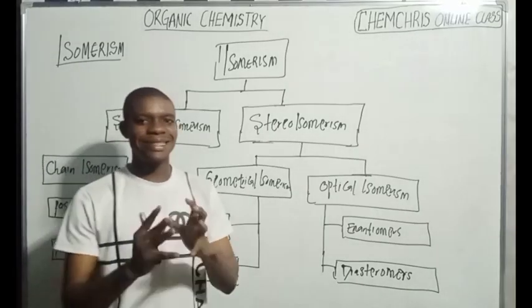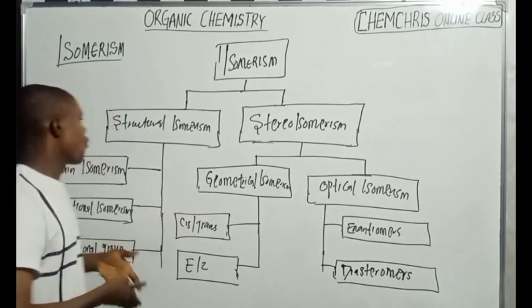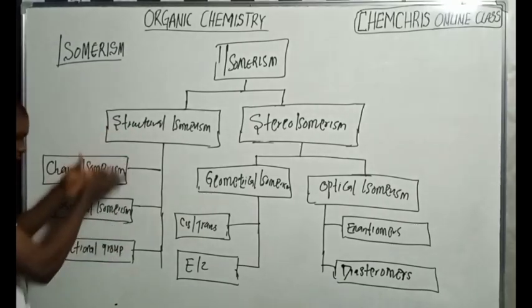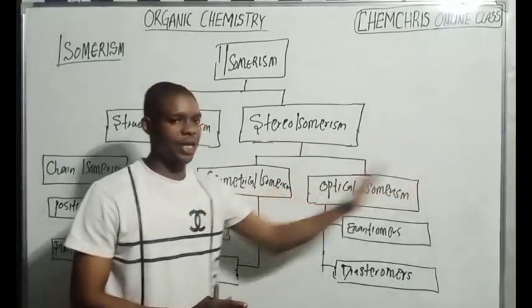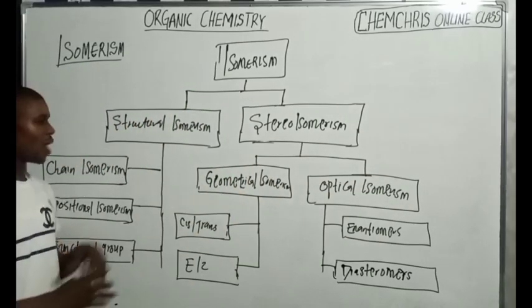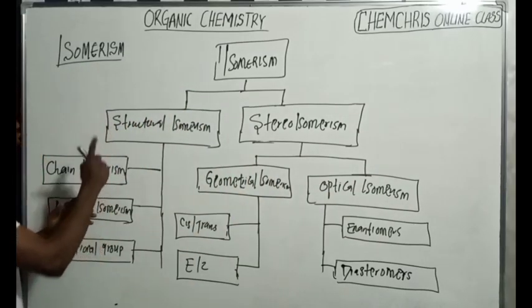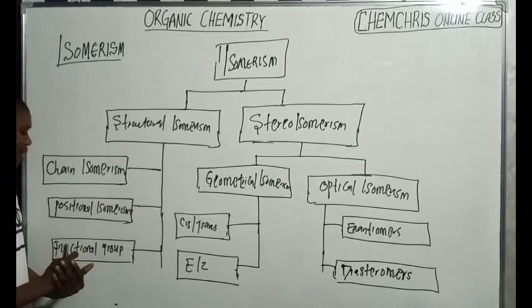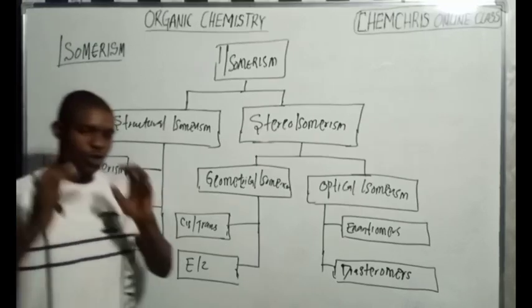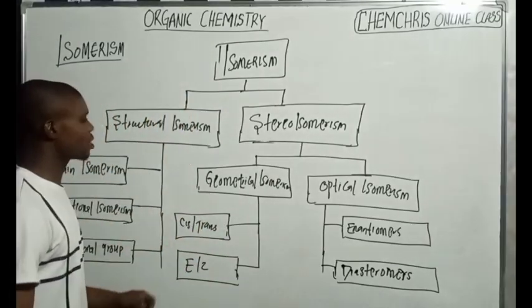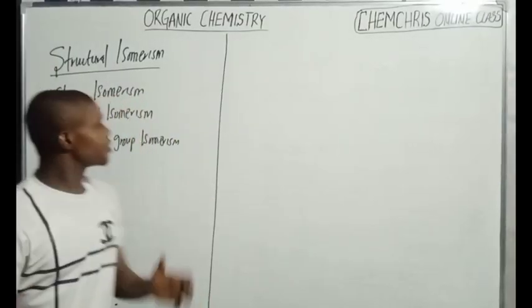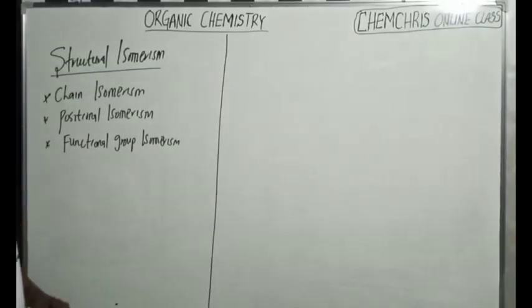I want to look at them in detail. But in this video, we are going to look at structural isomerism. In other videos, I can treat all the other ones. But in this beginner video, I really want to explain everything about structural isomerism: chain isomerism, functional isomerism, and positional isomerism. So you want to stick to the end of this video. So now let's start with structural isomerism.